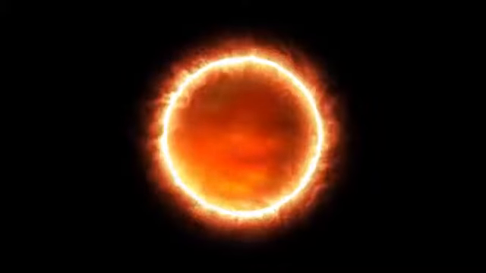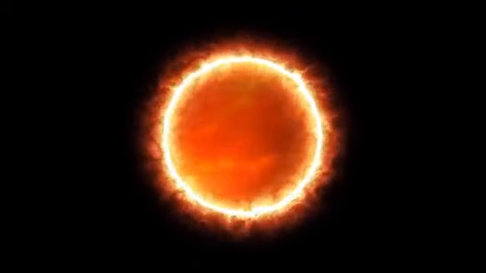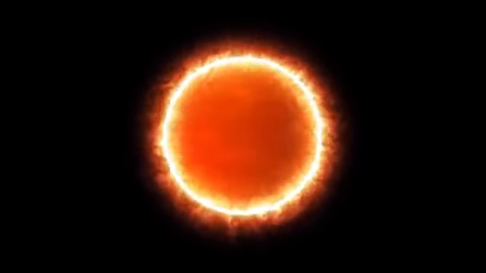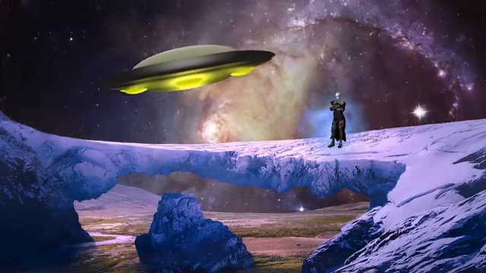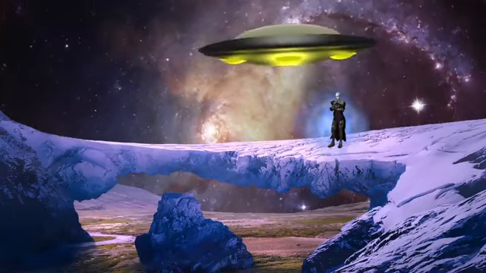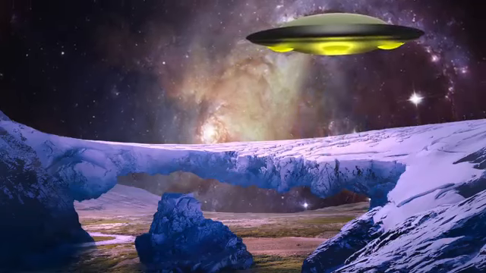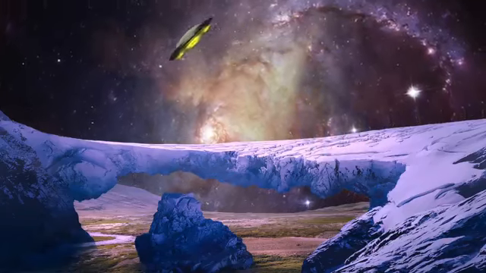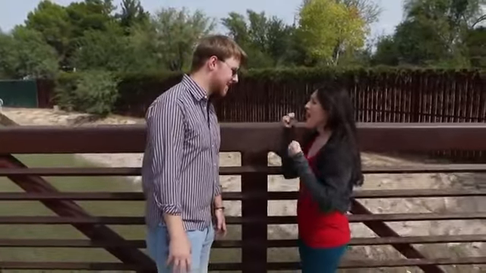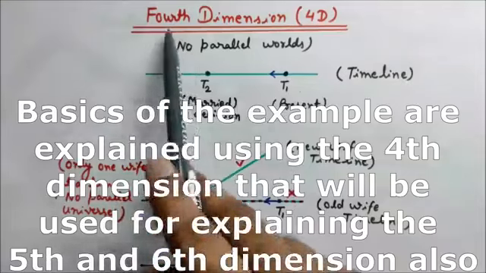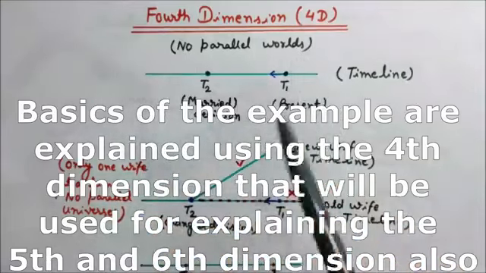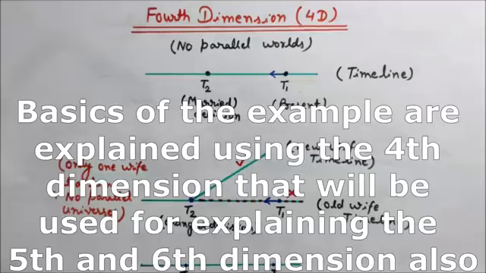But the dimensions higher than the fifth dimension are free from this limitation. There are shortcuts between the timelines in higher dimensions. It means shortcuts are possible between the timelines in the dimensions even higher than the fifth dimension. I will explain this with the help of a simple example of changing a marriage decision. So I am taking here an example of the fourth dimension, and I will use the same example to explain the fifth and sixth dimensions also.